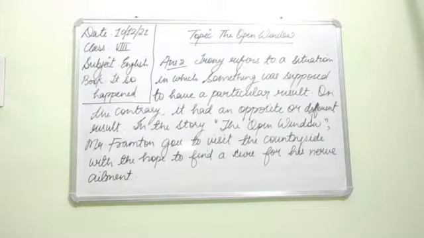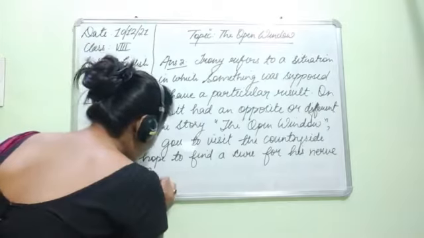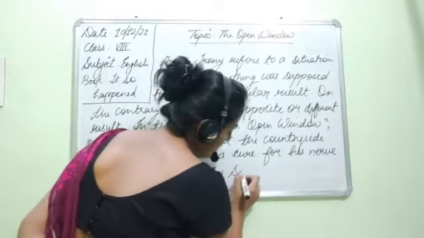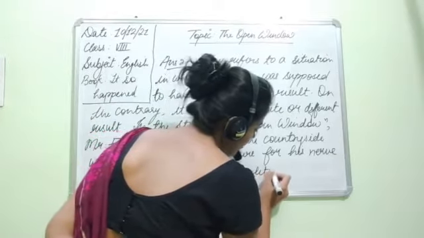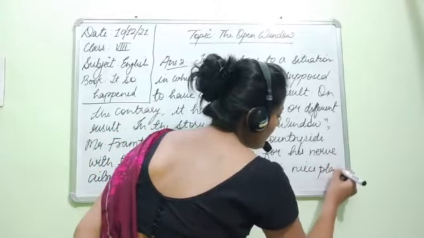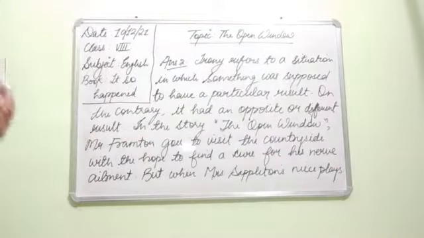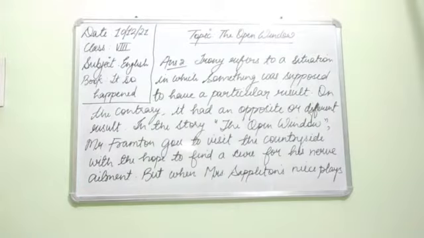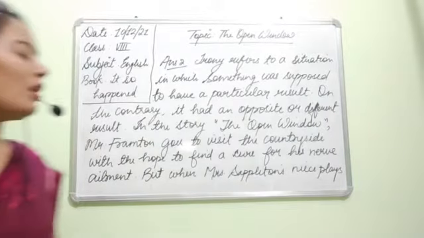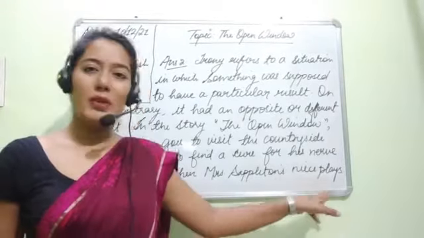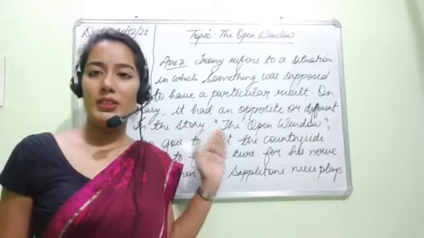But when Mrs. Sappleton's niece plays a prank on him. Please take down the screenshot. After this, we have to continue with the same answer only. So after niece plays, we would be continuing this answer. So first of all, please take down the screenshot of this.